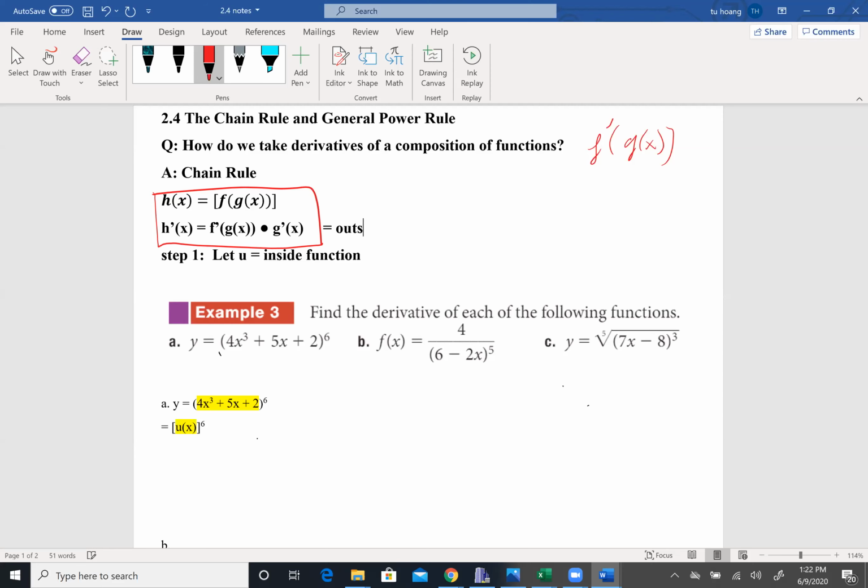So the derivative of the outside function, and then multiplied by the derivative of the inside function.